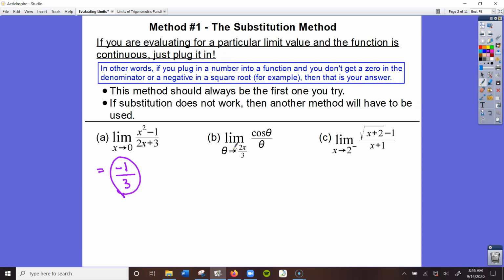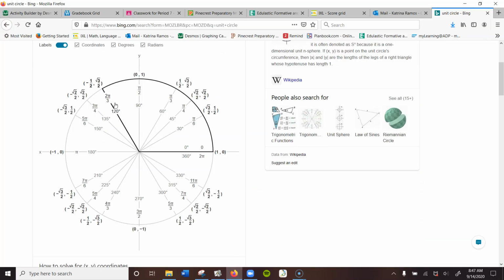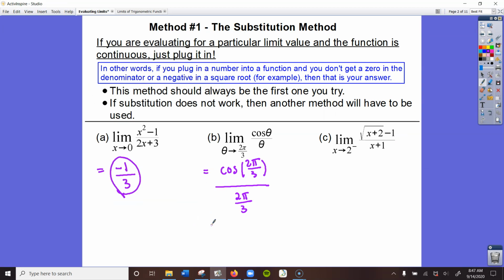For the limit as theta is approaching 2 pi over 3, I'm going to go ahead and plug it in. So we get cosine of 2 pi over 3 all over 2 pi over 3. Now when you're finding this limit value, you do need to know your unit circle. But just so you can see, I have the unit circle here. If I go to 2 pi over 3, the cosine is negative 1/2. So we have negative 1/2 in the numerator all over 2 pi over 3.